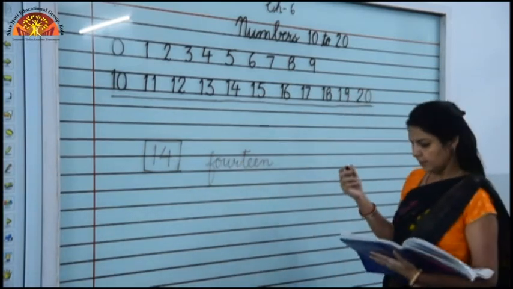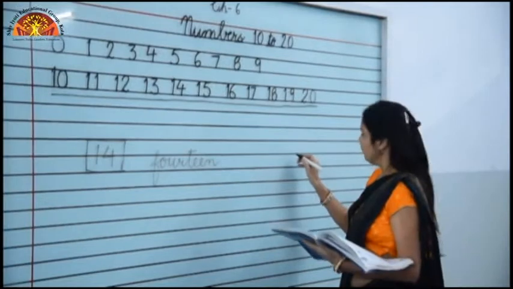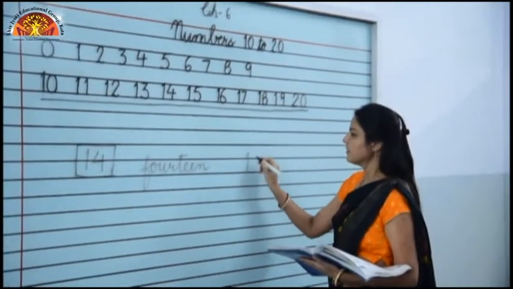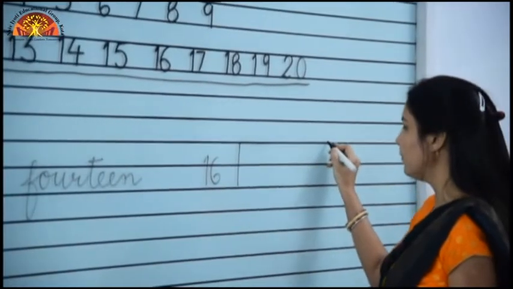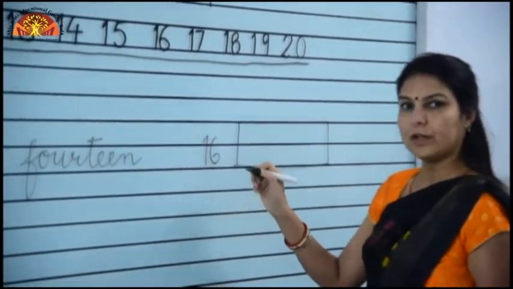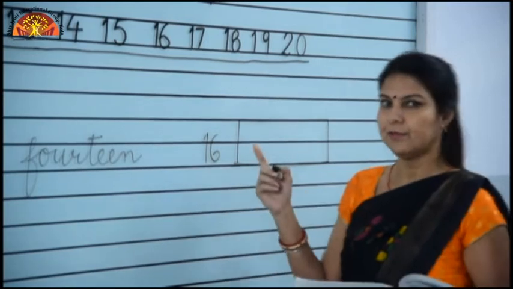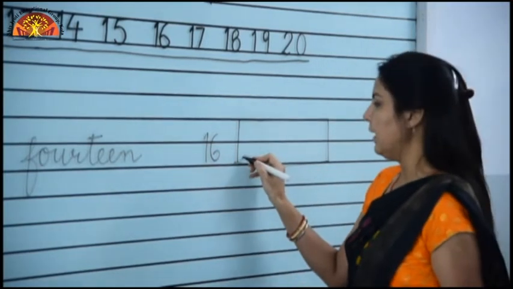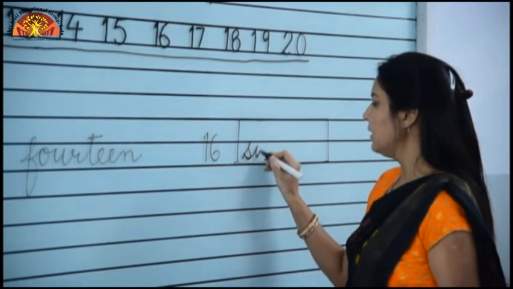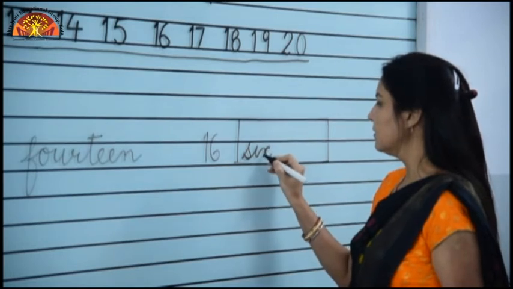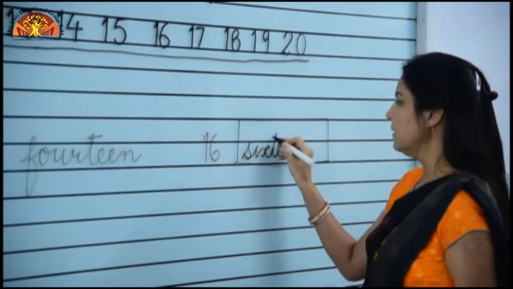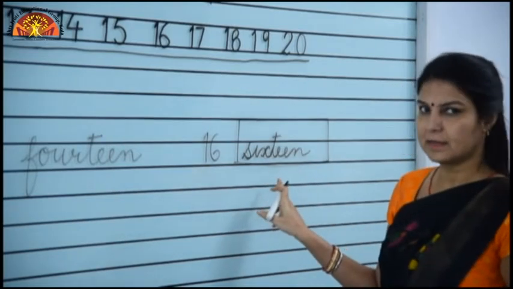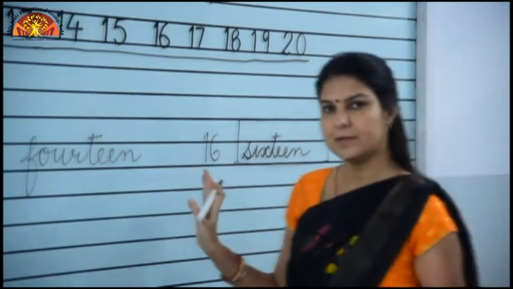Let's see another question. 16 is written here. Now you have to write the number name of this number. What is the spelling of 16? We will write that spelling: SIXTEEN, 16. This is the spelling of 16. I hope you have understood.